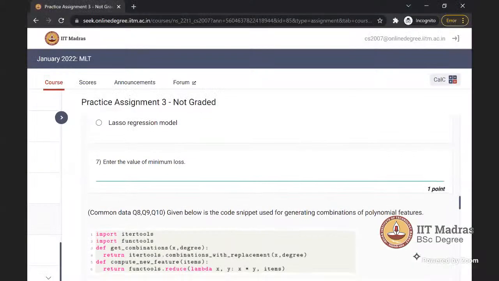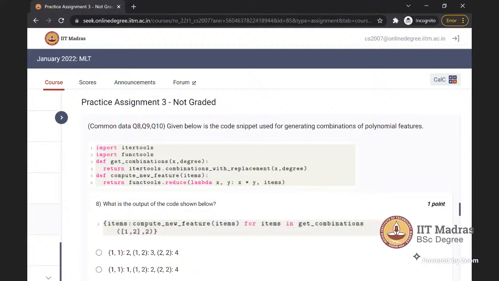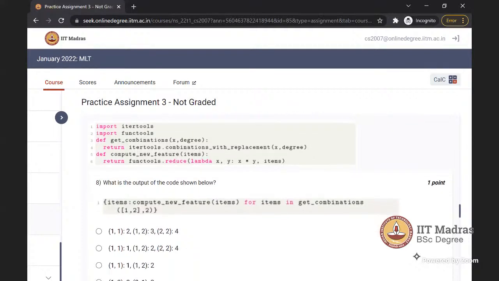Here's my window. Okay. Now let's go to question number 8, 9, and 10. Given below is the code snippet used for generating combinations of polynomial features. What is the output of code shown below? Okay, this is a good one. So in this one, getting combinations of feature matrix X of degree. The variable name is also degree.